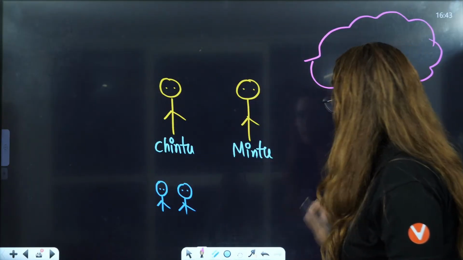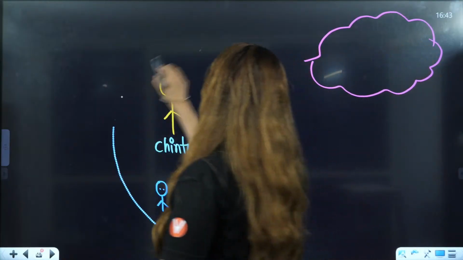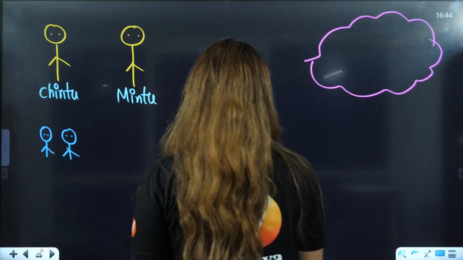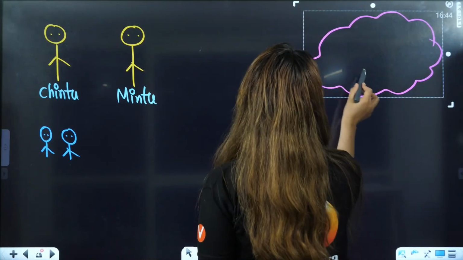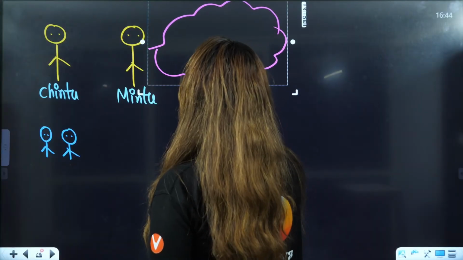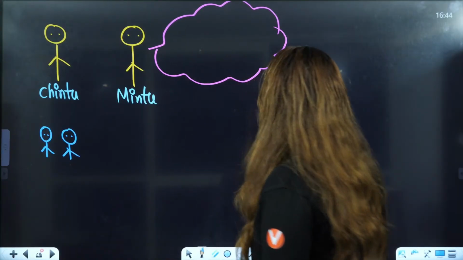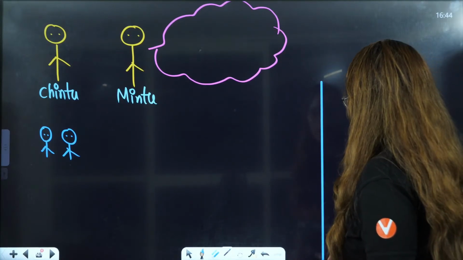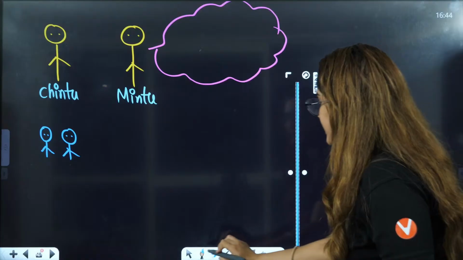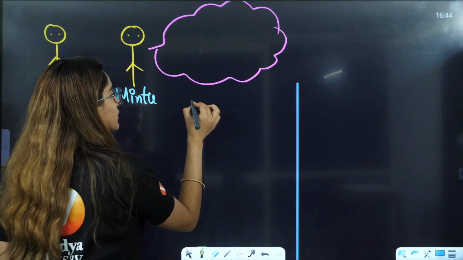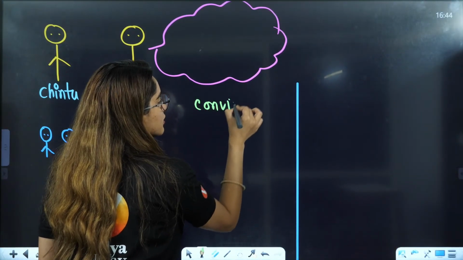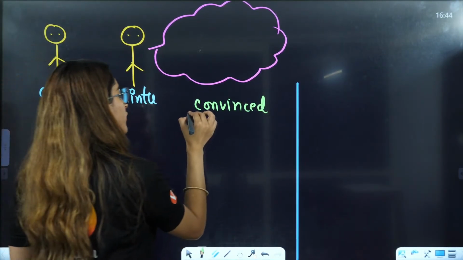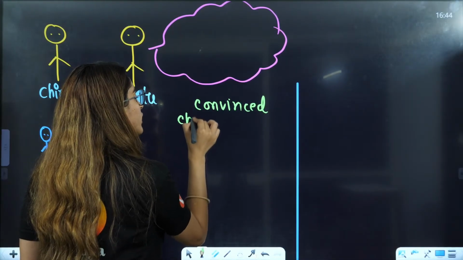So, three things are possible. Can you tell me what these three things are? One thing that is possible is that they will be convinced. I'll just write it here. They'll be like, Chintu can go out. Chintu will go.